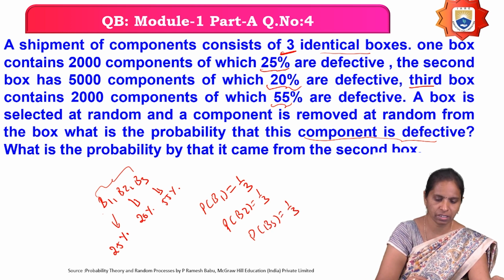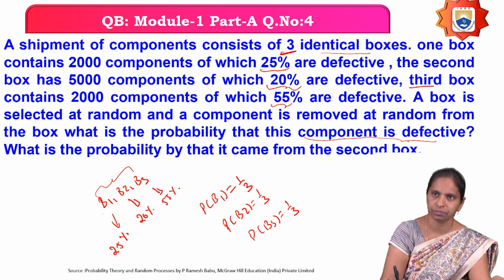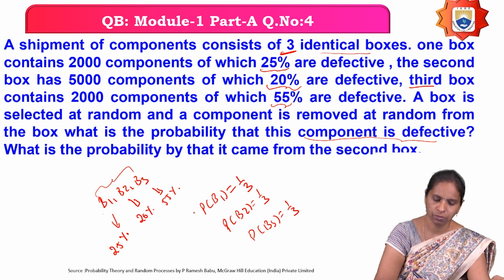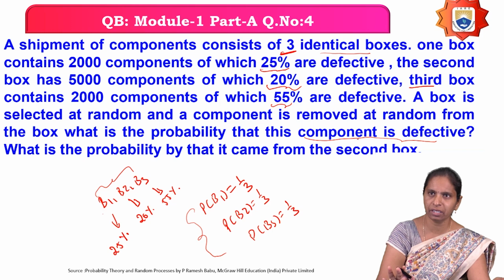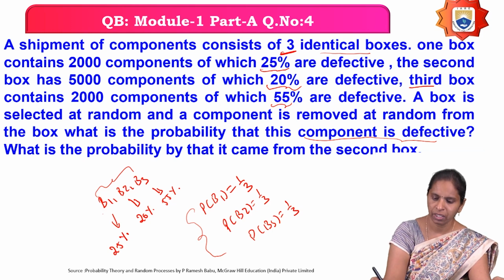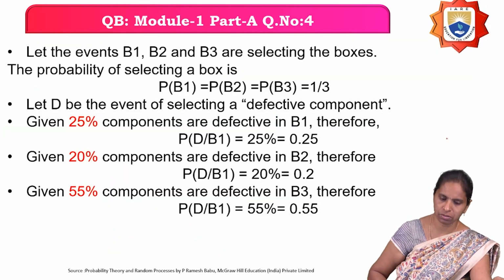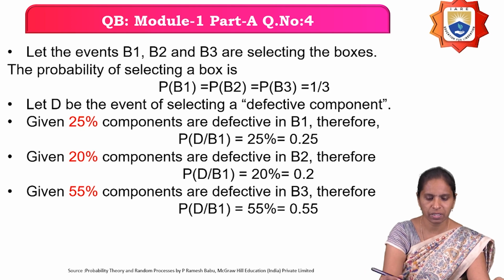So a box is selected at random and a component is removed at random from the box. So from that box they have taken one component. Then what is the probability that the component is defective? We don't know from which box that has been selected. So you have to find the probability that the component is defective. In order to solve this, you have to use total probability. So first let us write down the probability of selecting each box, which equals 1/3.